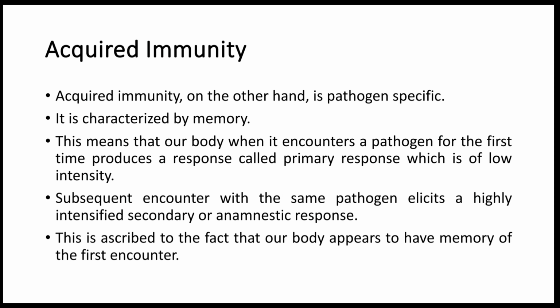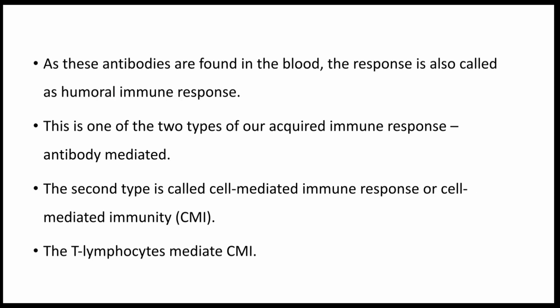Then acquired immunity, on the other hand, is pathogen specific, characterized by memory. This means that our body, when encountered by a pathogen for the first time, produces a response called the primary response, which is of low intensity. A subsequent encounter with the same pathogen elicits a highly intensified secondary response. As the antibodies are found in blood, it is also called the humoral immune response.